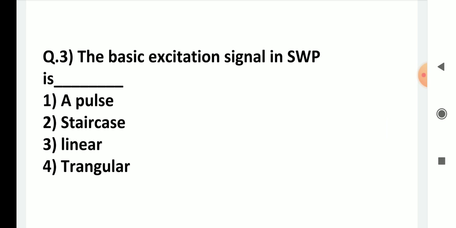The basic excitation signal in square wave polarography is a pulse, a linear signal, a staircase signal, or a triangular signal. Now, in this case, in square wave polarography, the basic signal is staircase. On that, a pulse is superimposed. In DPP, the basic signal is linear, on which a pulse is imposed. So that's the difference between DPP and square wave polarography. In DPP, linear signal is the basic signal on which a pulse is imposed, whereas in the case of square wave, the basic signal is staircase signal, and on that a pulse is imposed. So the correct answer is 2.